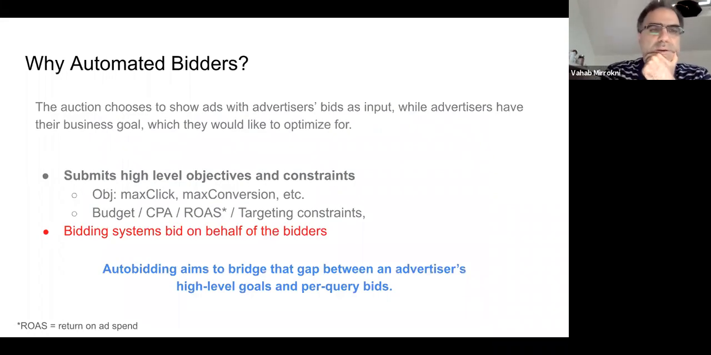So why do we have automated bidders, and why is the market moving toward more auction automation? The main reason is that advertisers have different types of business goals in mind, but they have to participate in the auction with a simple bid, and the bid is going to be compared with other properties of the ad. So what the auto bidders do is submit high-level objectives and constraints. Like they want to maximize the number of clicks or conversions, and they have some constraints. For example, they have a budget constraint, or an average targeting constraint. And the bidding system bids on behalf of these advertisers. So the auto bidding system basically bridges the gap between the advertiser's high-level goals and the per-query bids.